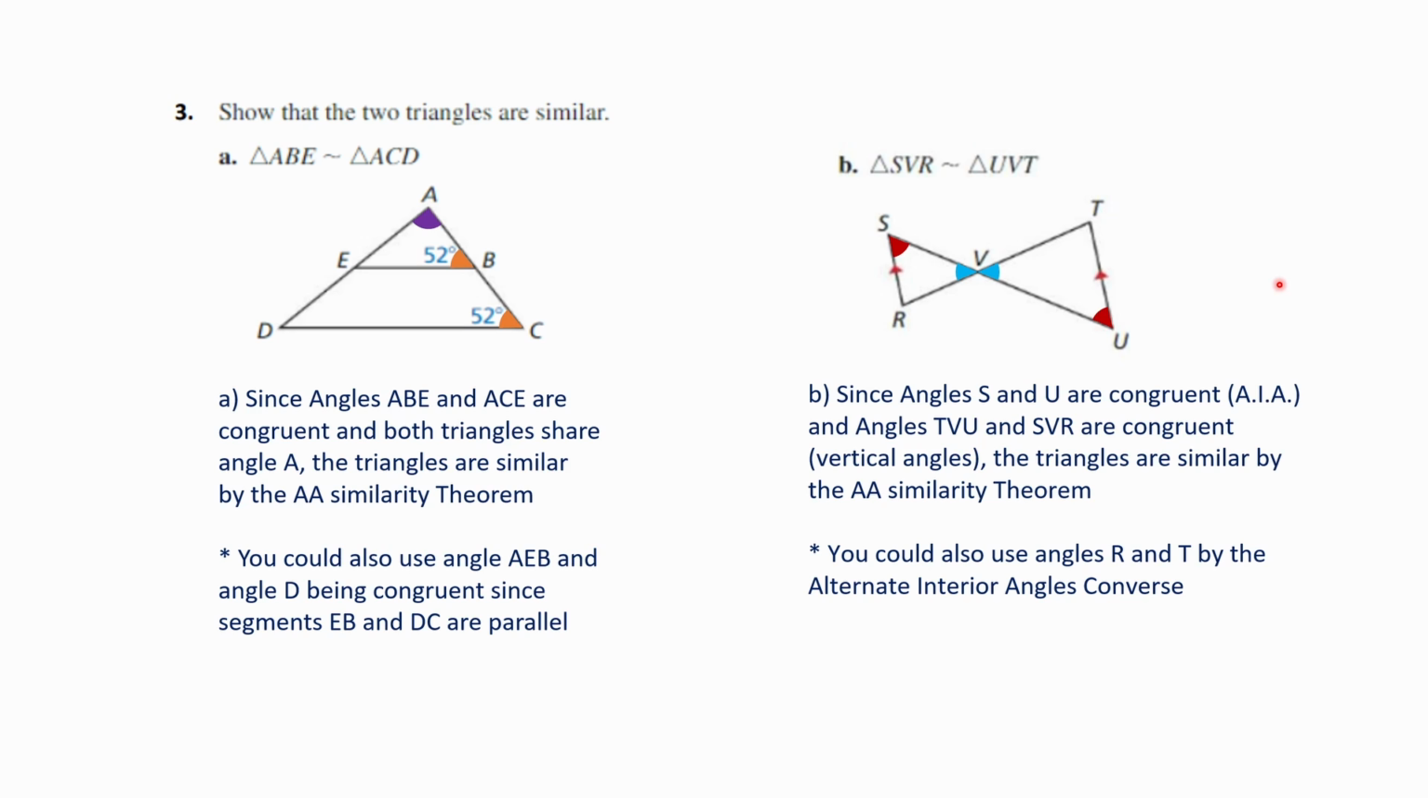Since angles S and U are congruent by alternate interior angles, and angles TVU and SVR are congruent by vertical angles, then the triangles are similar by angle-angle similarity. Again, you could also use angles R and T, which would also be alternate interior angles, so we'd be able to say those two are congruent. This is a typo. This shouldn't say converse, it should be theorem, but I'm not too worried about the difference between converse and theorem for our purposes.